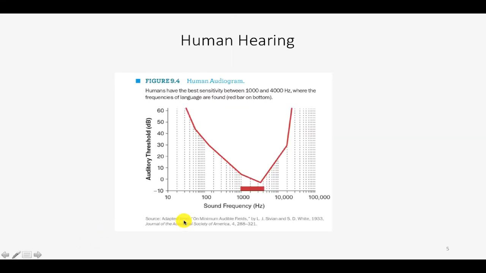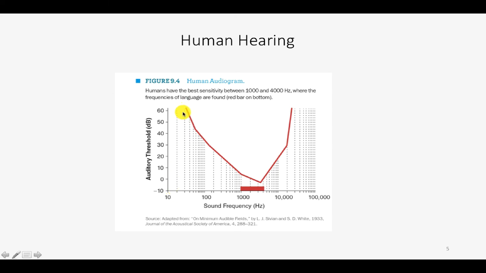So here we can see the range of frequencies that humans can hear. We have here the auditory threshold. That's the minimum loudness necessary for a person to detect a sound, and we have that indicated here in this line. So everything where the dotted lines are, a person of typical, normal hearing would not be able to hear that.